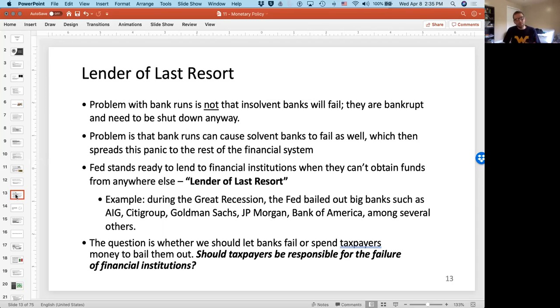So a great question to come up is: should taxpayers be responsible for the failure of financial institutions? Personally, I'm not sure. Sometimes I believe so, sometimes I say I don't think it's that simple. So it's a great question. You guys can think about it, and we can discuss it later in office hours.